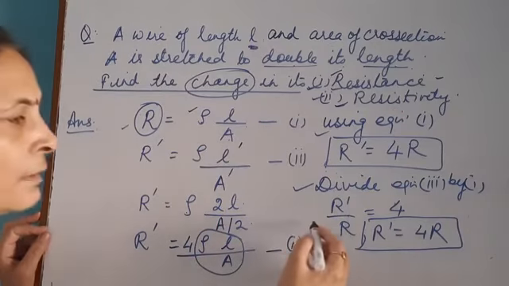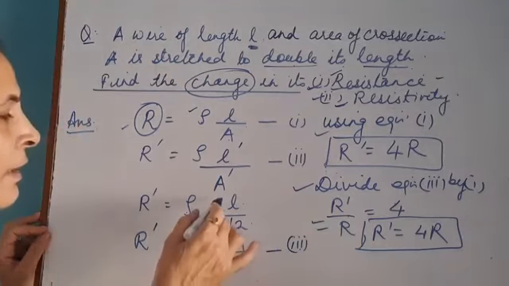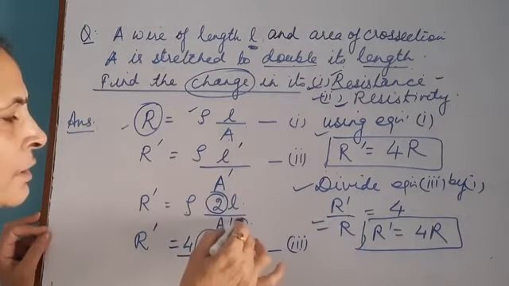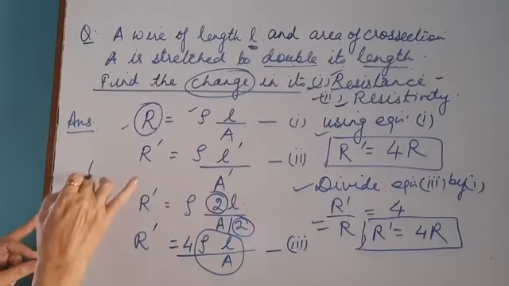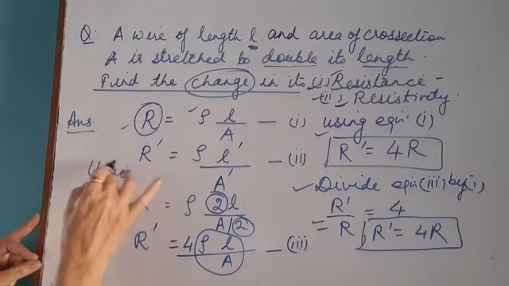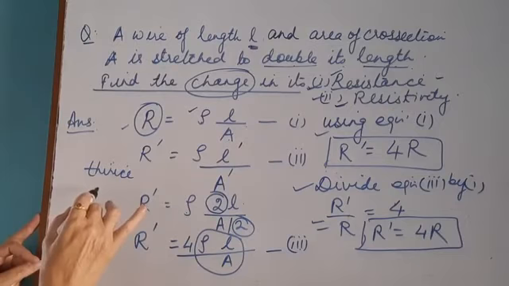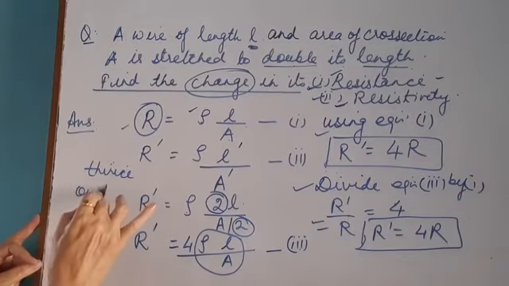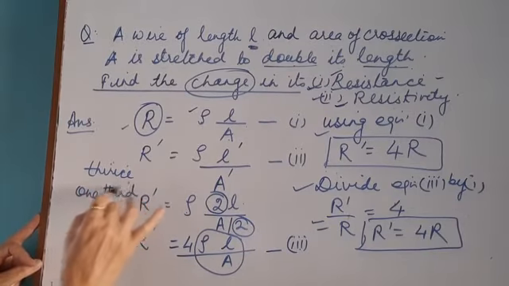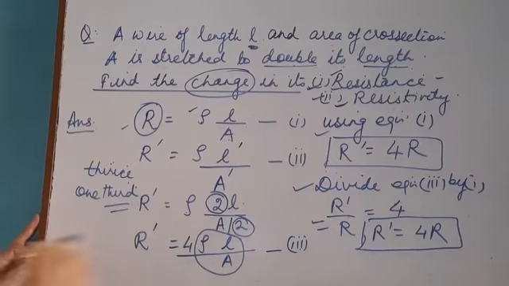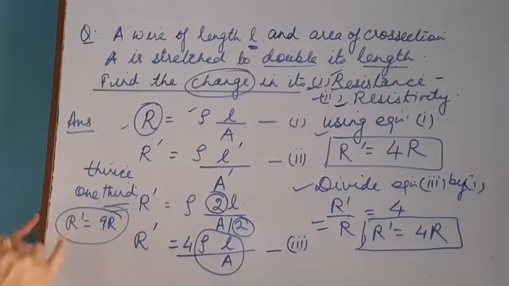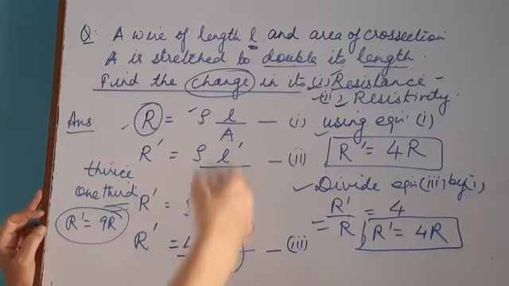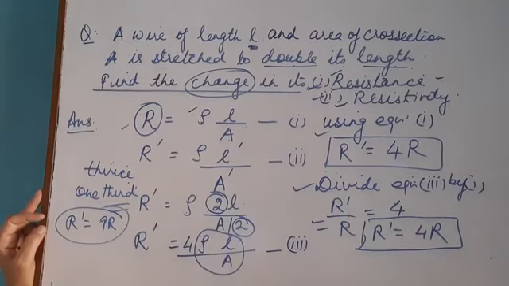Now just check: when the length was doubled, the area of cross section was halved. If the length becomes thrice, the area of cross section will become one third, and your R dash must become 9R. So later on, once you are familiar with these types of questions, you can do them orally also.